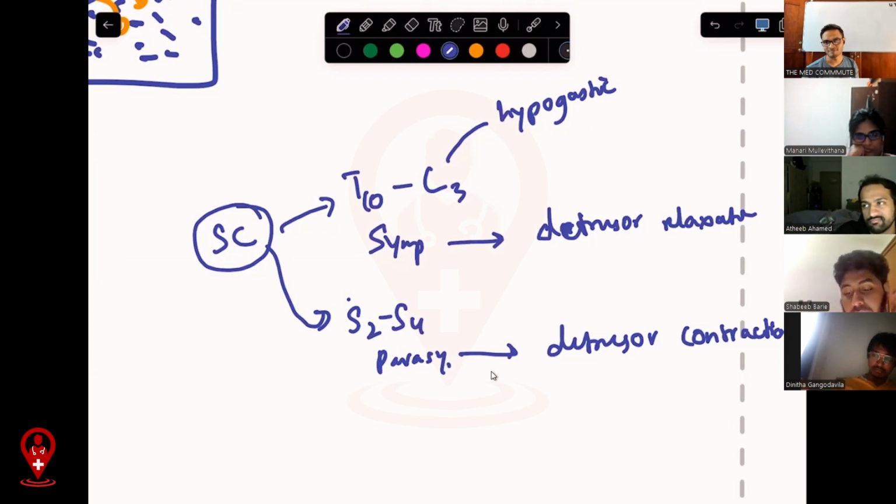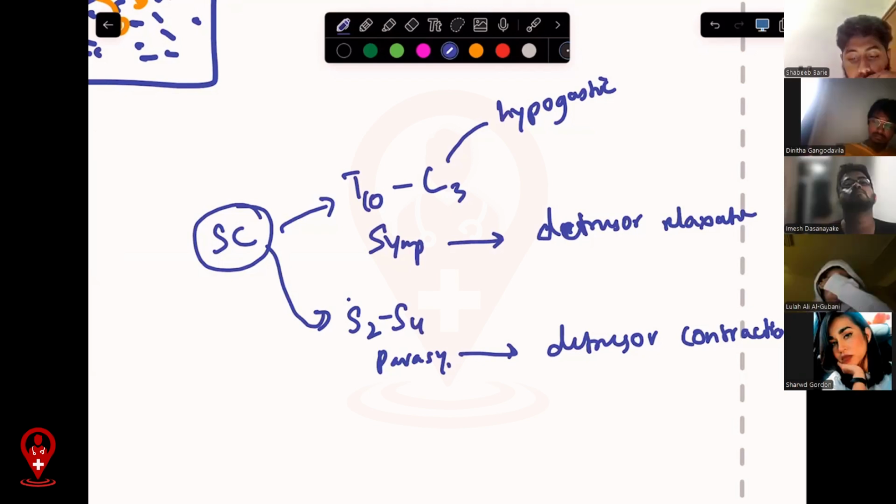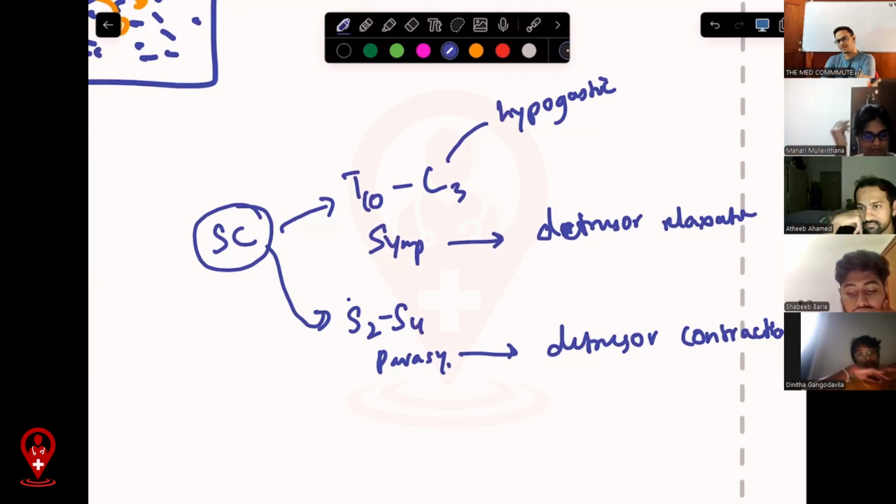What do you all think? Yes or no? Come on, Lula, what do you think? Do we need the detrusor muscle relaxation, the storage of urine in the bladder, during a sympathetic supply coming in, or do we need it the other way around? What do you all think? Now think like this. Okay, good. It's okay.